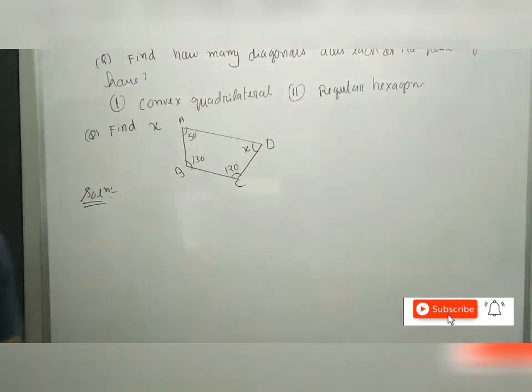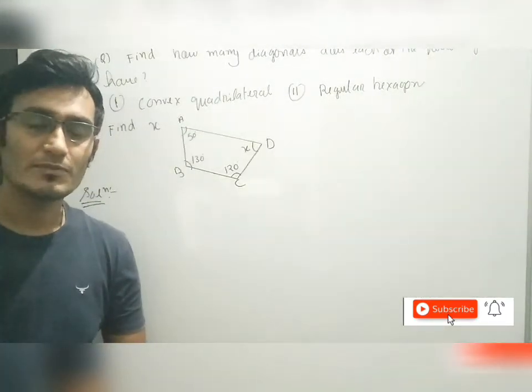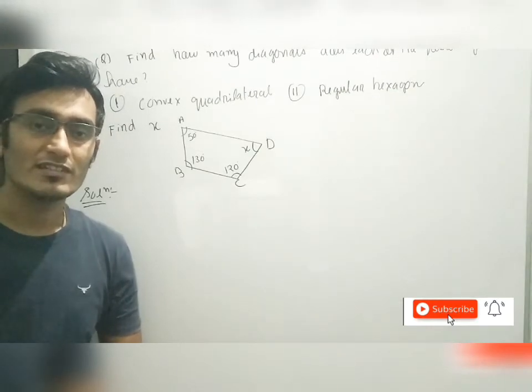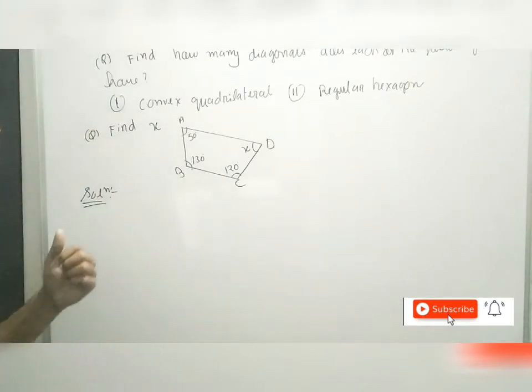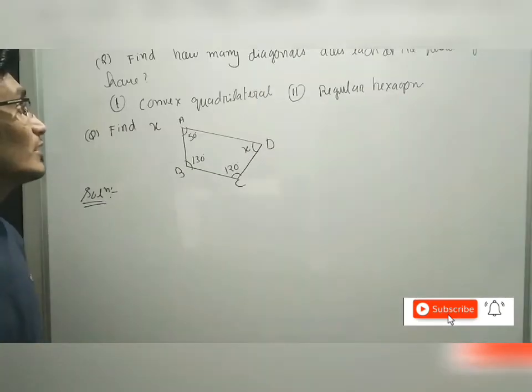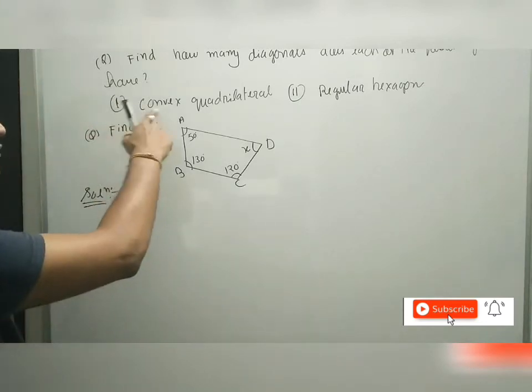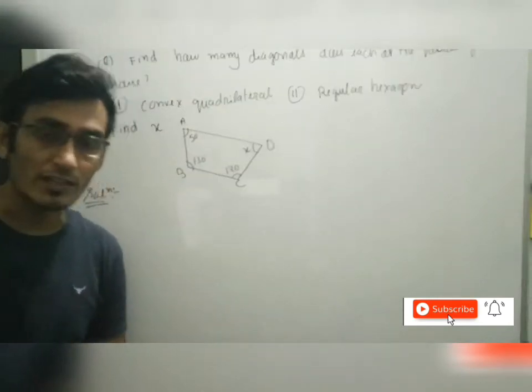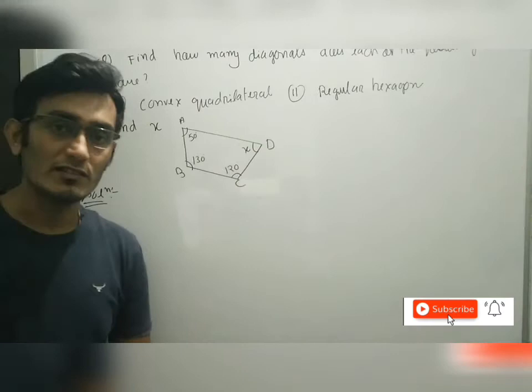I have already uploaded 4 videos from the topic Understanding Quadrilaterals. Now in this video, today we will discuss 2 important questions. This is question number 1: Find how many diagonals each of the following has: convex quadrilateral. So we have to find out the number of diagonals.